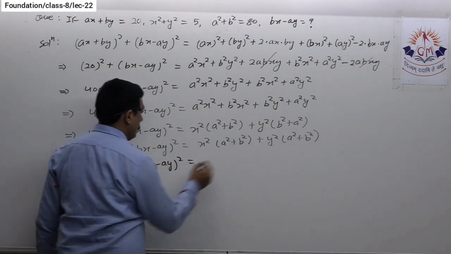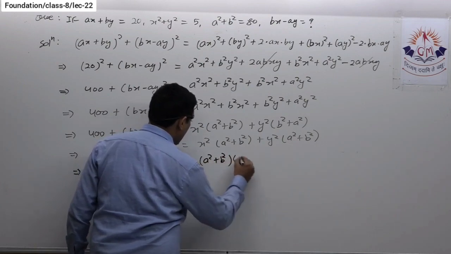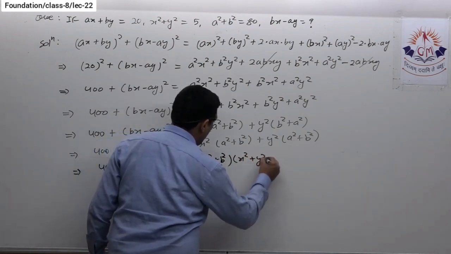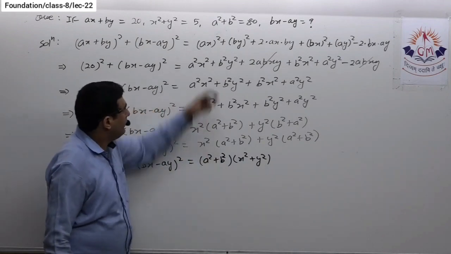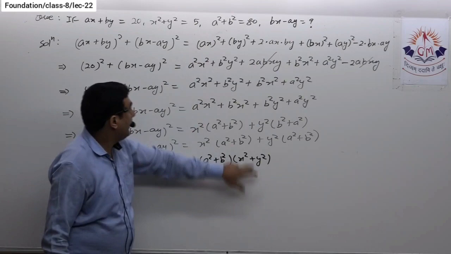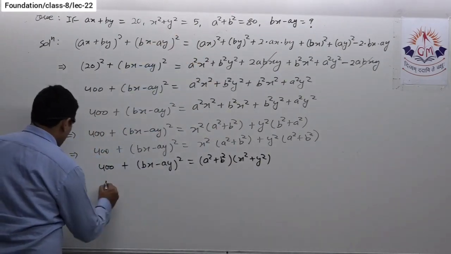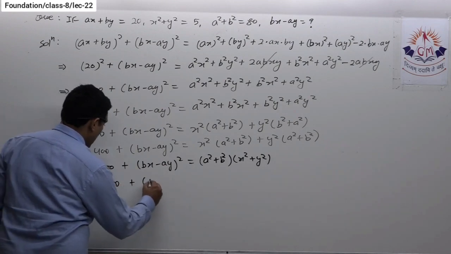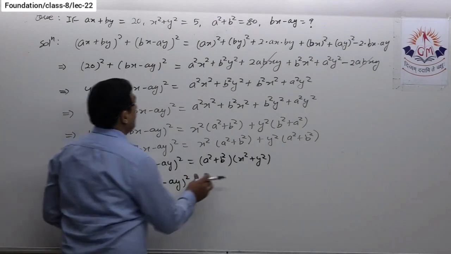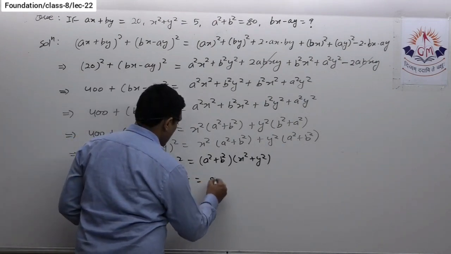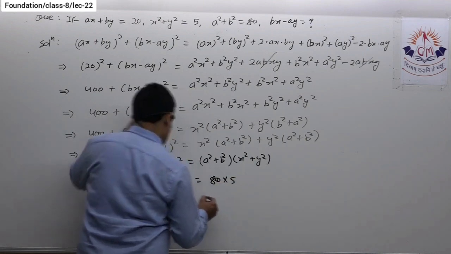So when I take a square plus b square common, here I have 400 plus bx minus ay whole square is equal to. Now if I take a square plus b square common, I am left with x square plus y square. Now in both these parts I have the value of a square plus b square and the value of x square plus y square. So just by putting the values, I will get the value of the required expression. A square plus b square is 80. X square plus y square is 5.